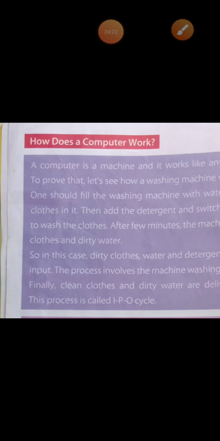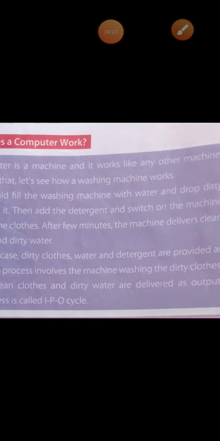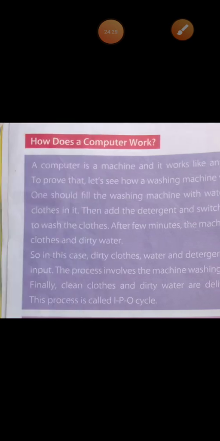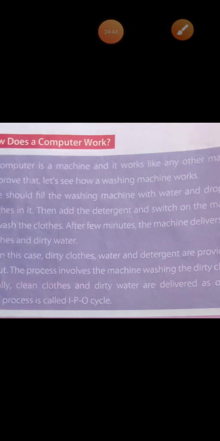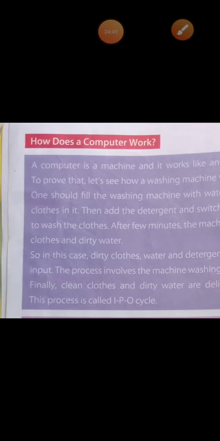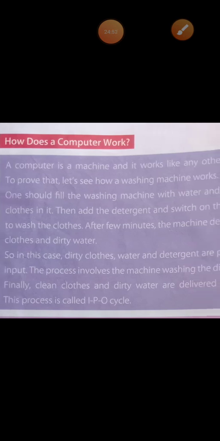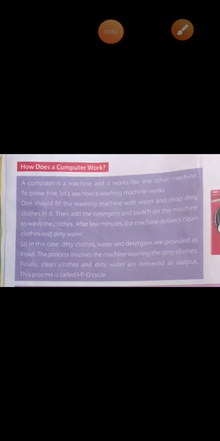So input is very, very important. These are the inputs. The process involves the washing machine rotating or revolving the clothes to wash them. That is the processing time. Finally, clean clothes and dirty water are delivered as output. In the output we get clean clothes and the dirty water is disposed of. This process is called the IPO cycle. In this way a computer will work.